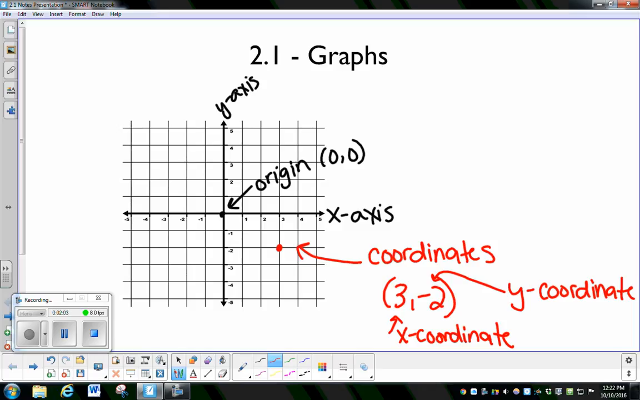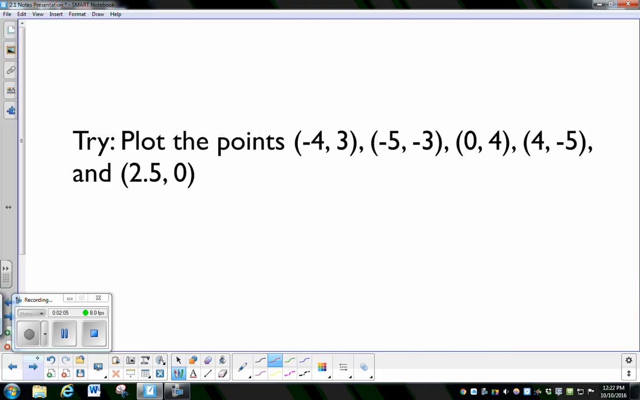So what I want you guys to do is to try plotting these points: (-4, 3), (-5, -3), (0, 4), (4, -5), and (2.5, 0). I want you to make a new axis. Don't use the same set that you just made. Make a new XY axis, and I want you to try plotting those points. So hit pause, and then hit play again when you're ready to take some more notes.